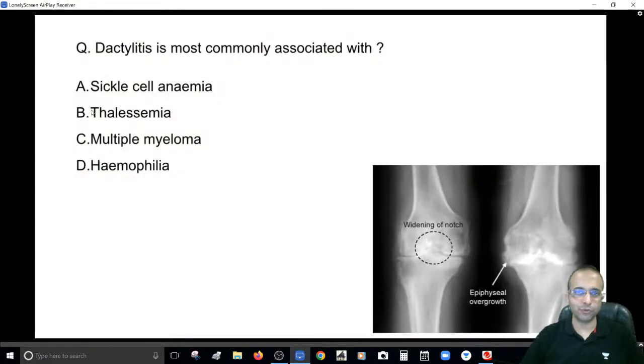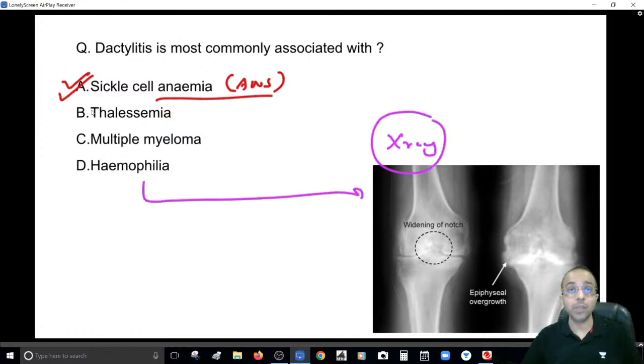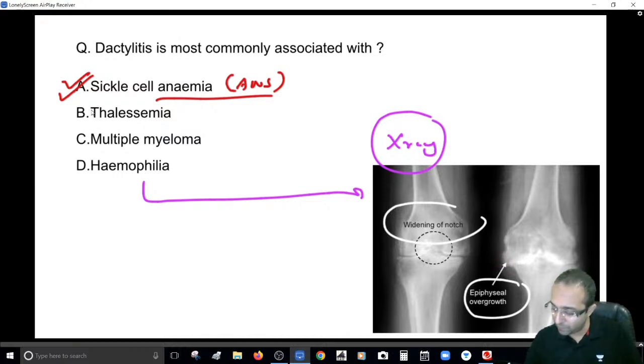And just one small question that was there in the NEET PG exam a little time back: dactylitis is associated with sickle cell anemia. That was the answer. Clear enough? And as I end, just showing you an X-ray of a case of hemophilia. In hemophilia also you can have arthropathy, and the classical signs are widening of the intercondylar notch and epiphyseal overgrowth. Please, very important point: where do you find epiphyseal overgrowth? Hemophilic arthropathy. So please do remember it.